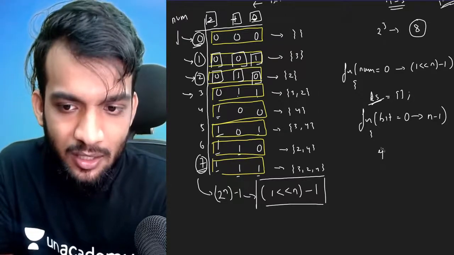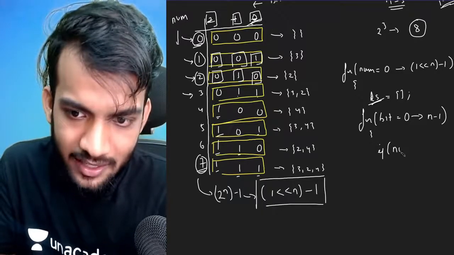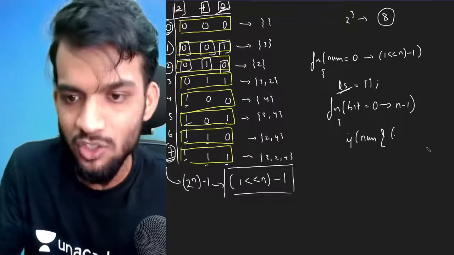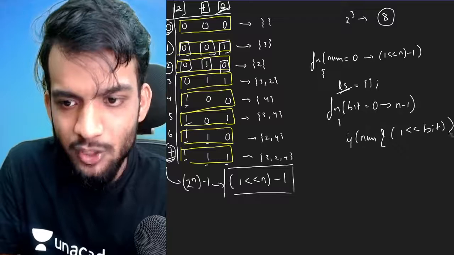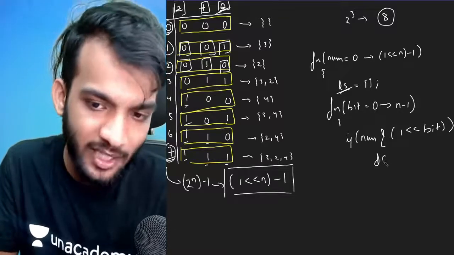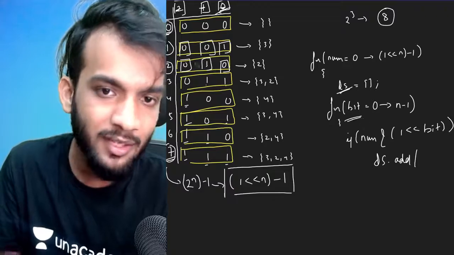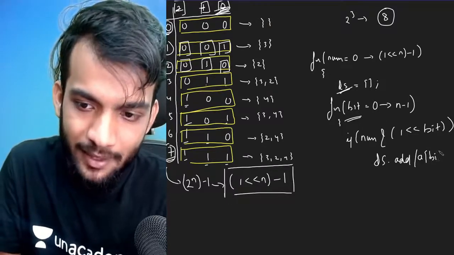And I am saying if the 0th bit in the number is set. So you know how to check if the 0th bit is set. That's 1 left shift of bit. This will make sure if the bit is set. So can I say my data structure will add that index from the array.